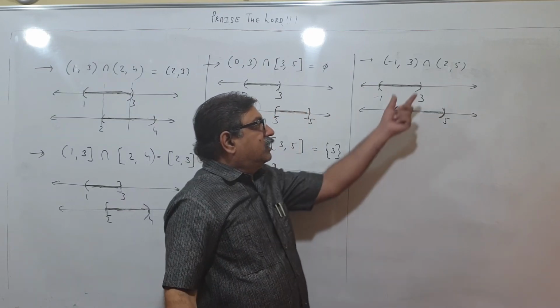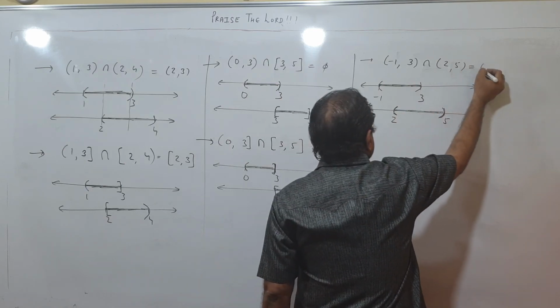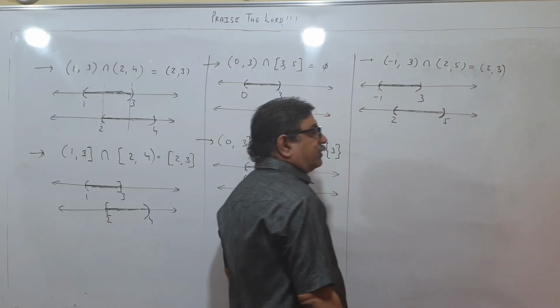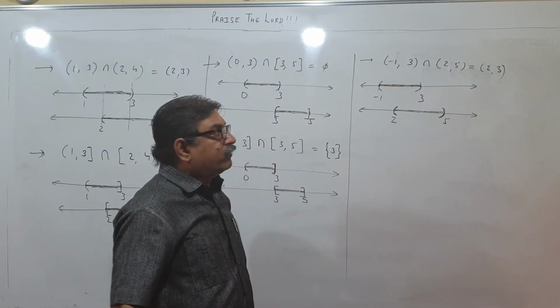What is the common region? This much is the common region. From 2 to 3. Like this again. There is some region overlapping here. Which region is overlapping, that we have to think.